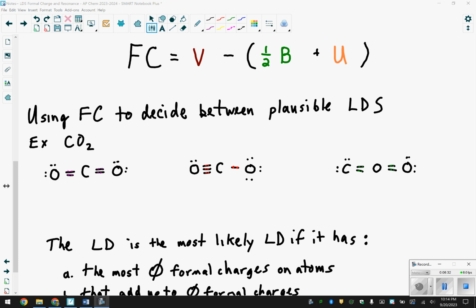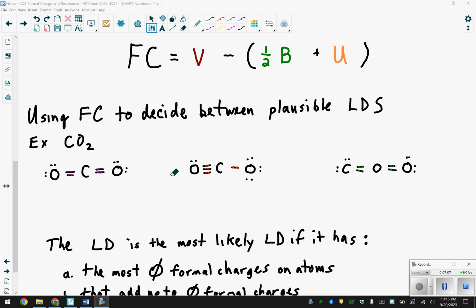Now let's go through an example of how we can use formal charge to decide between some plausible Lewis dot structures. Why do I say plausible? Plausible Lewis dot structures are ones where all the elements have an octet or an expanded octet, I guess, but in this case, carbon dioxide would not have an expanded octet. It is possible to validly draw the Lewis dot structure for carbon dioxide, like the first one on the left, so carbon in the middle, 2 double bonds.